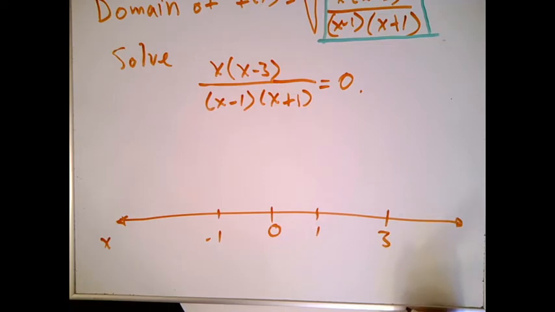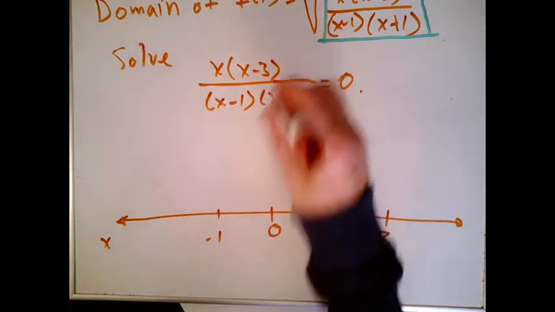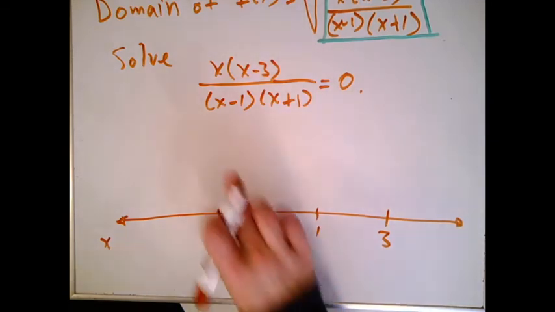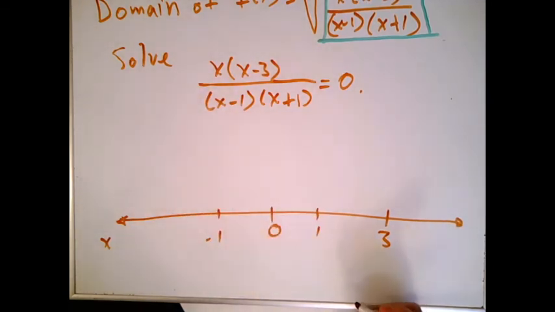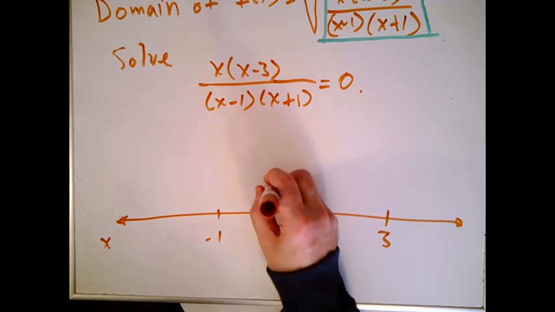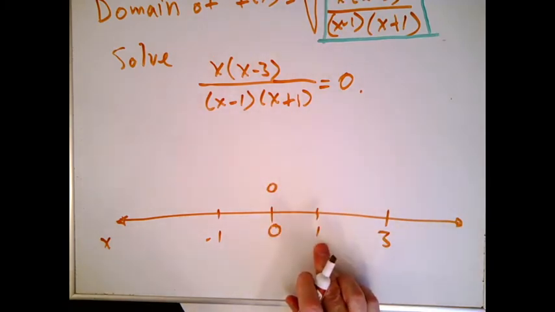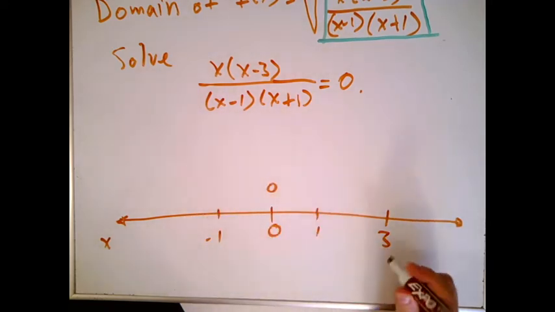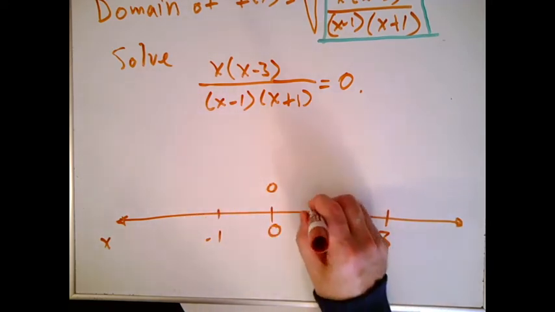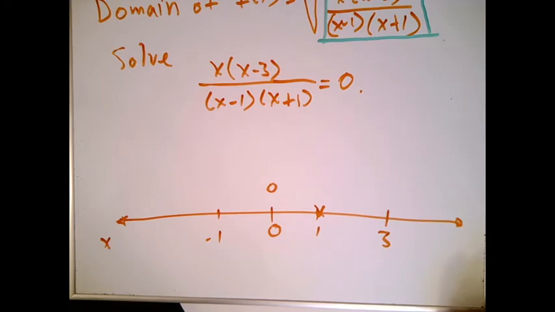Now what am I supposed to do with this? Once I get these numbers, I want to plug them back into my function just to see what I get. When I plug 0 back into this, I get 0 on top and -1 on bottom. That's 0, so I'm just going to put a little 0 here. That's actually going to be helpful. When I plug 1 back into my function, it makes the bottom 0, which means this is not even in the domain, so I'm just going to cross it off.